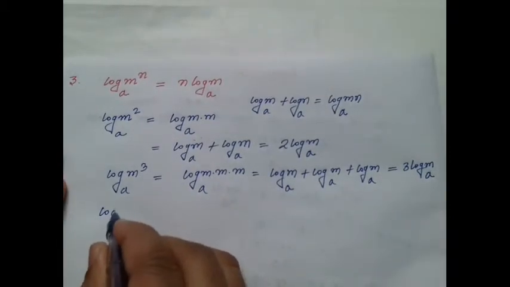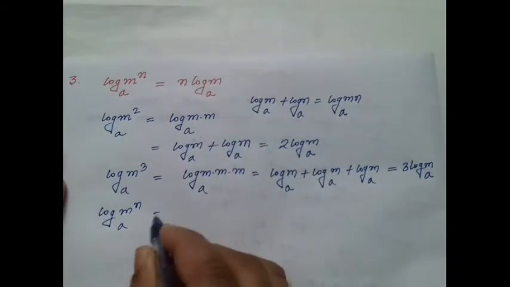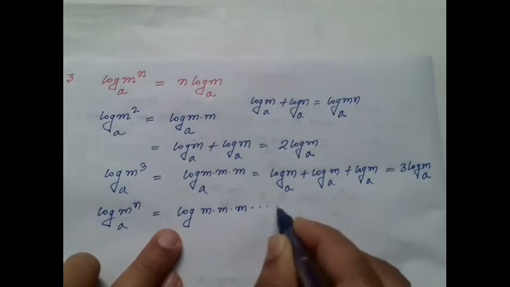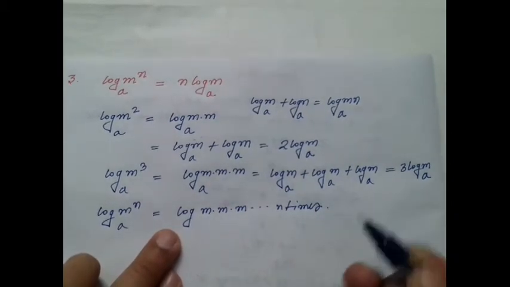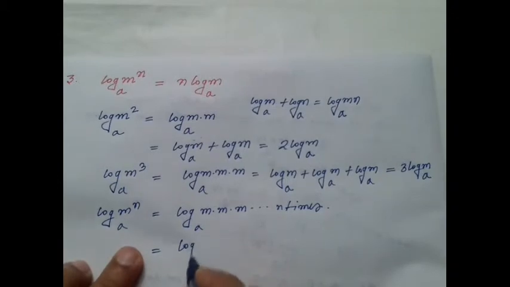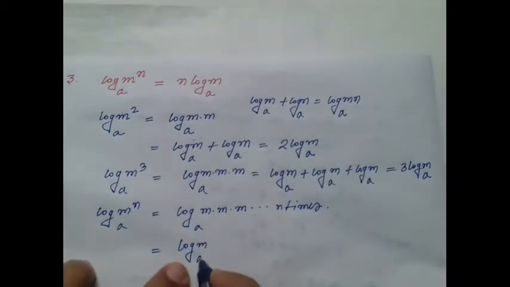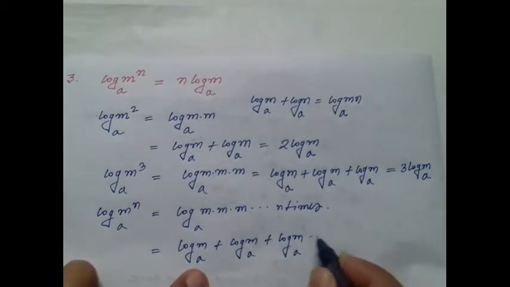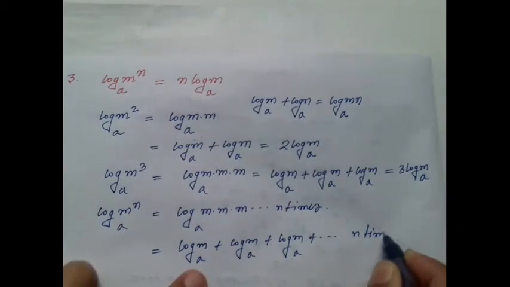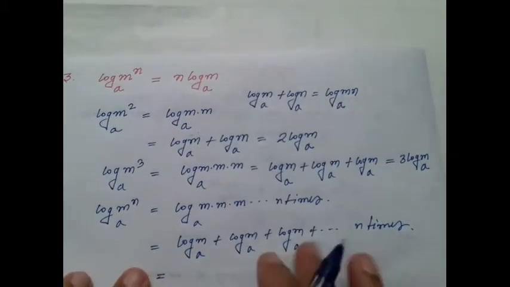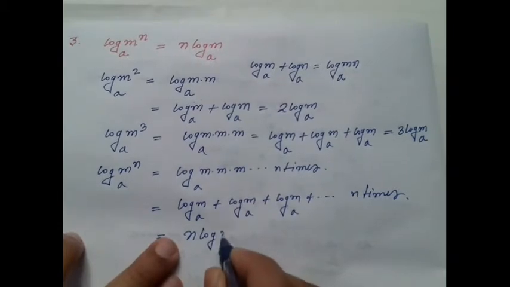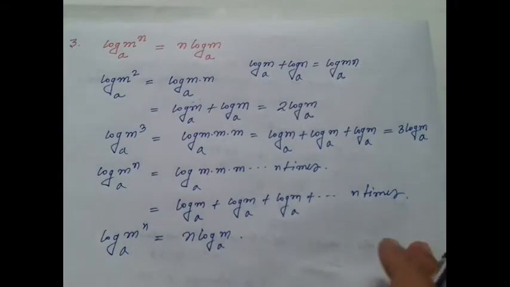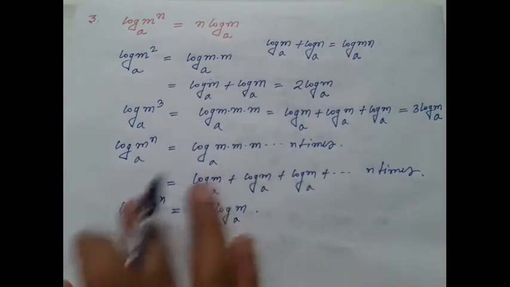Okay, so now if we take log m to the power n to the base a, how to prove this one? It means log m into m dot dot n times to the base a, and consequently if we use this formula, we'll get log m to the base a plus log m to the base a plus log m to the base a, how many times? n times. And if we add n times this, it means n log m to the base a. So we got log m to the power n to the base a. This one is a very useful formula, you have to remember it.